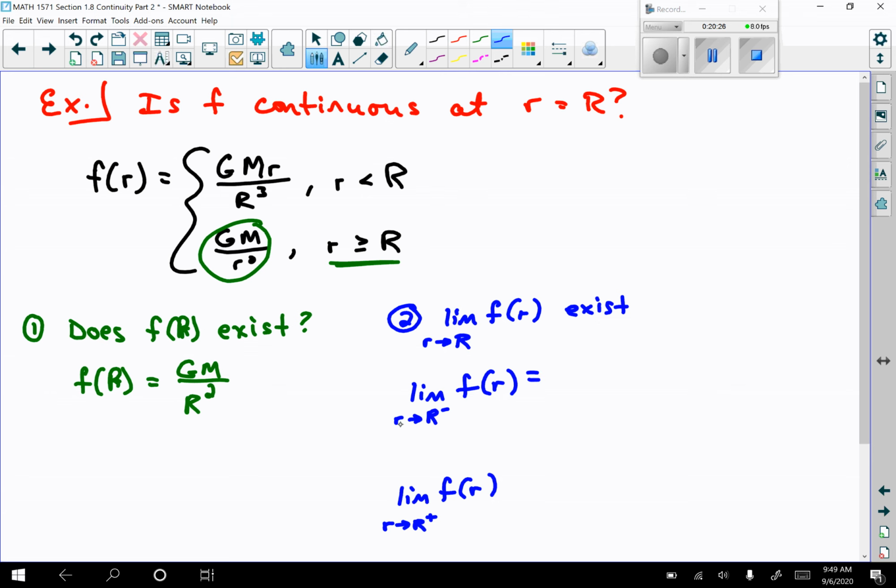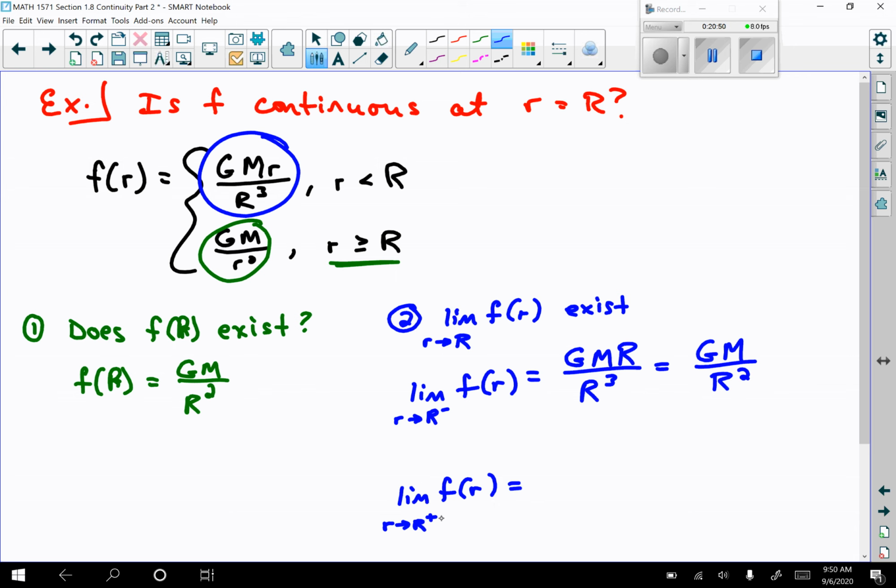All right, so if lowercase r is approaching capital R from the left, that means lowercase r is less than capital R. So I'm going back up to this part right here. This will become GM times capital R. I can just do direct substitution over R cubed. And then simplifying this, I get GM over R squared.